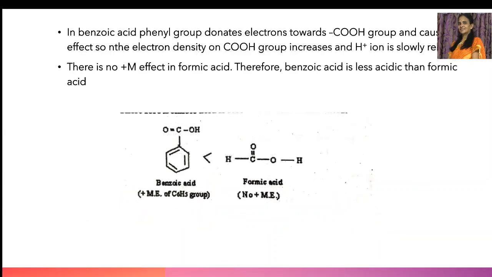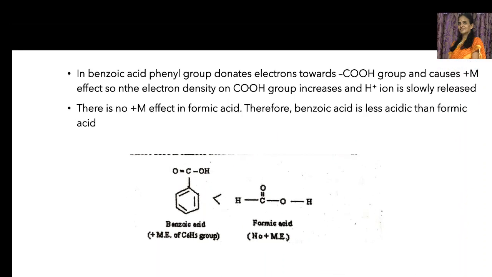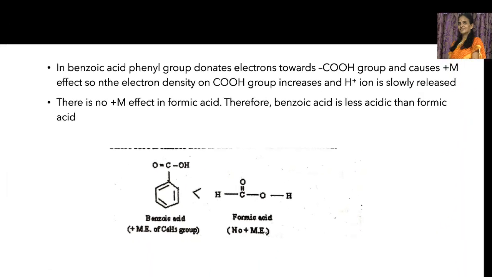The phenyl group donates electrons towards the COOH group, and it causes a plus M effect. So the electron density on the COOH group increases and H plus ion is slowly released. There is no plus M effect in formic acid. Therefore, benzoic acid is less acidic than formic acid.